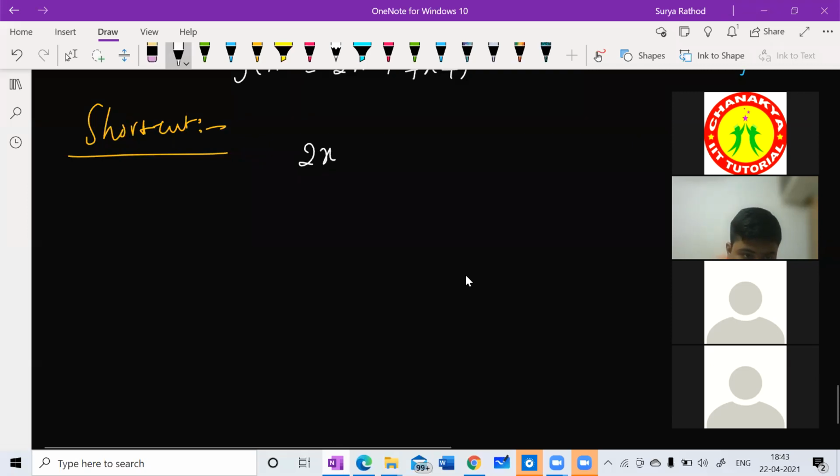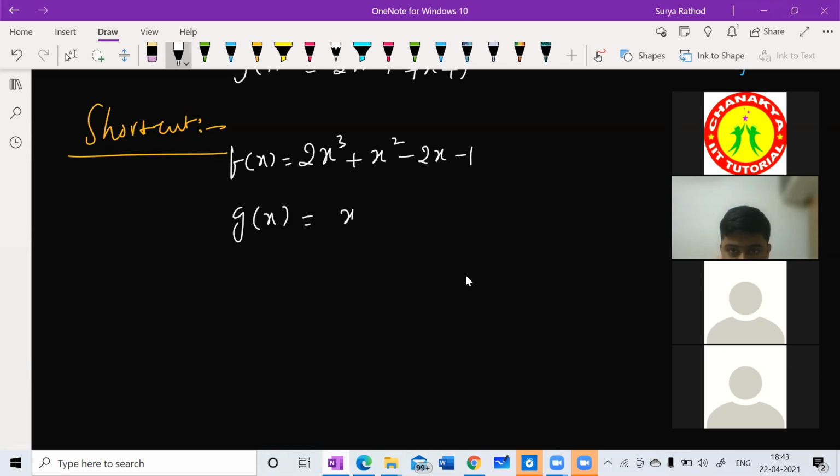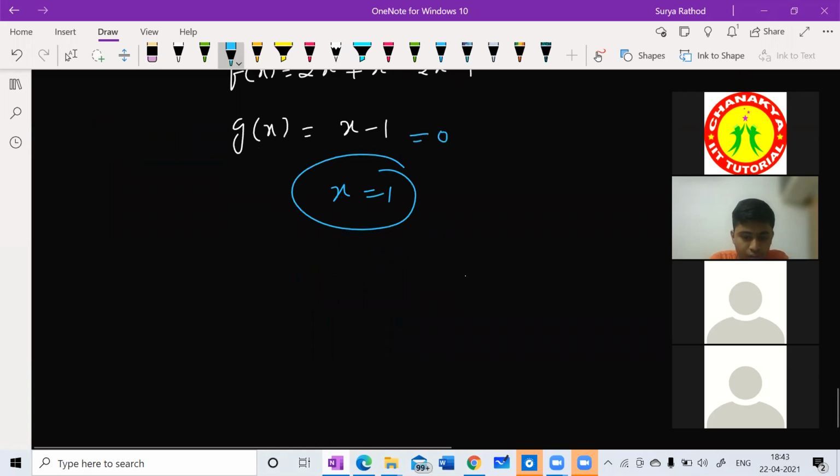We'll take a small function, f of x equals 2x cube plus x square minus 2x minus 1. If my g of x is x minus 1, how can I do this? As you told, we have to equate this with 0, so x is equal to 1.